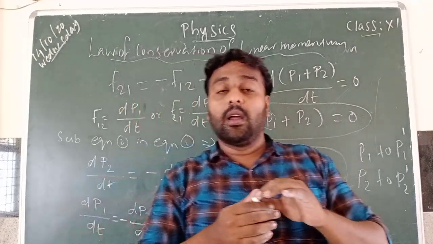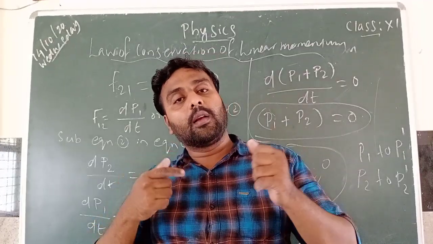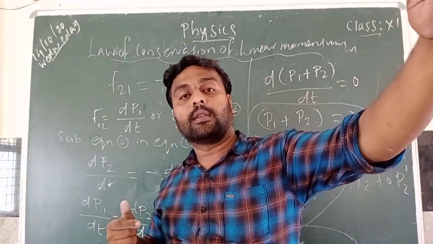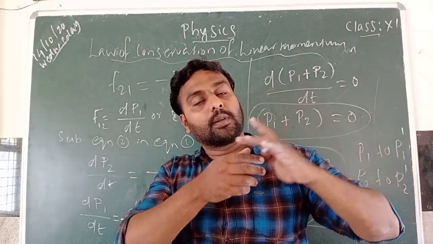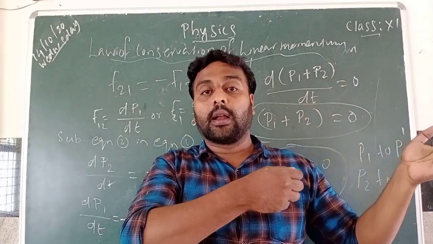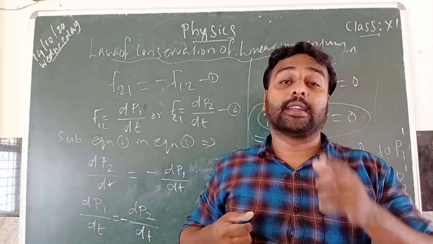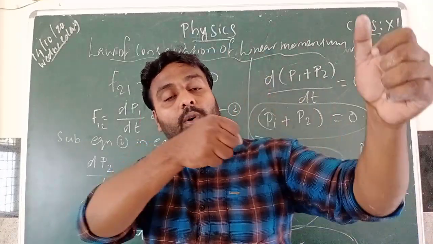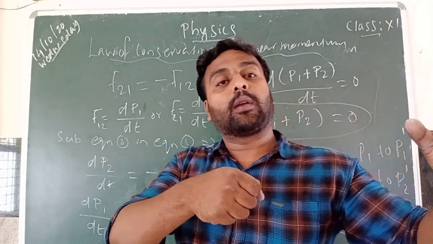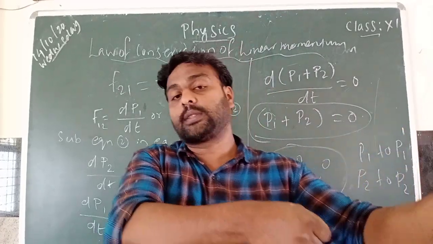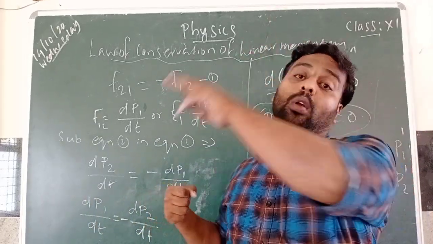That is what you can see when the gun is fired, the gun moves in the forward direction. But once the bullet goes out, the gun again moves in the backward direction. That is the gun moving forward, P1 to P1 dash. When the bullet goes out, it pushes the gun in the backward direction. That is P2 to P2 dash.